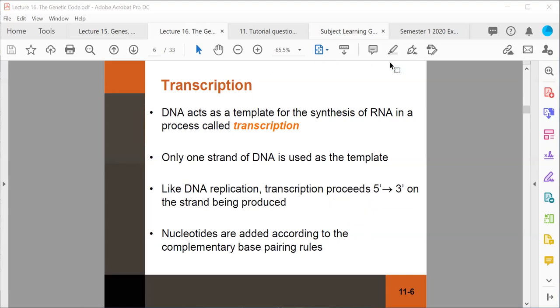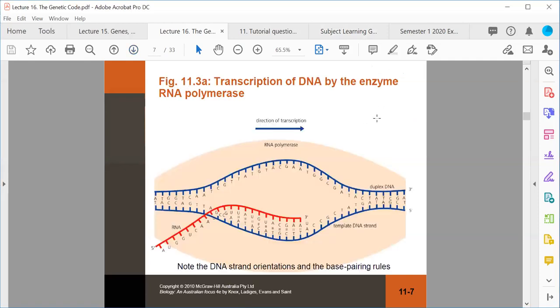All right, let's clear that and look at transcription of DNA. Now, the enzyme that's used to catalyse transcription is called RNA polymerase. So don't confuse this enzyme with the DNA polymerase that's used to replicate DNA that we saw in the previous lecture. All right, so let's look at what we've got here.